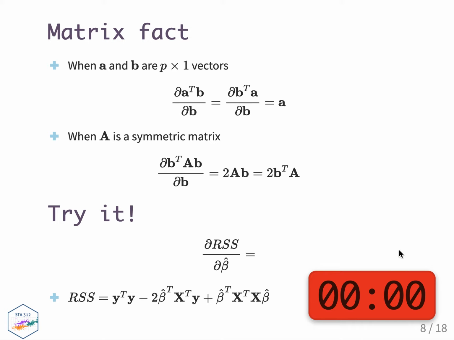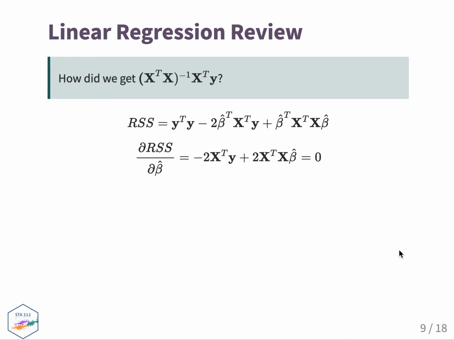All right, let's see how we do it. Okay, so if I take the derivative of y transpose y with respect to beta hat, what would that be? Well, that's 0 because there's no beta there, so we can just not pay attention to that. The next part is this negative 2 times beta transpose x transpose y.